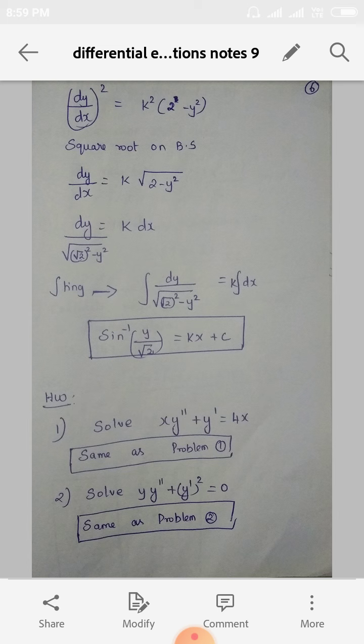That is the solution. So, here the two homework sums are given, girls. The first sum: x y2 dash plus y dash is equal to 4x. In the first homework sum, which term is missing? The y term is missing. So, this is same as problem number 1. See the second problem, y2 dash plus y dash the whole square is equal to 0. So, in the second sum, the x term is missing. This is same as problem number 2.